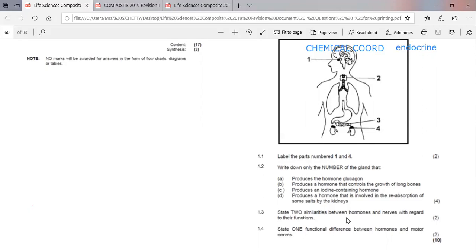State 1 functional difference between hormones and motor nerves. You find that with hormones, the response is generally slow. With motor nerves, the response is generally rapid. With that, we bring an end to this part of your video on chemical coordination.